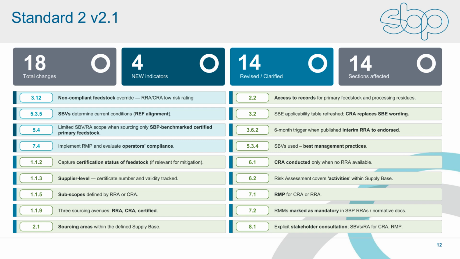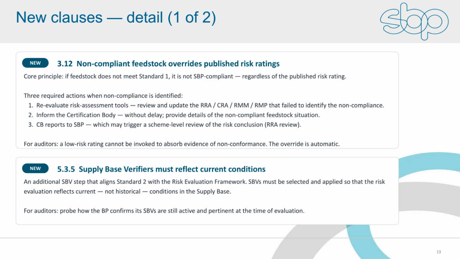Over the next few slides, we'll zoom in on the 4 new indicators and walk through the most important revised points in detail so you understand what's expected and what you need to do differently. The remaining revisions are mostly wording or scope refinements. Refer back to this slide and the published standard for the full list. Let's look at the new clauses in detail. 2 on this slide, 2 on the next.